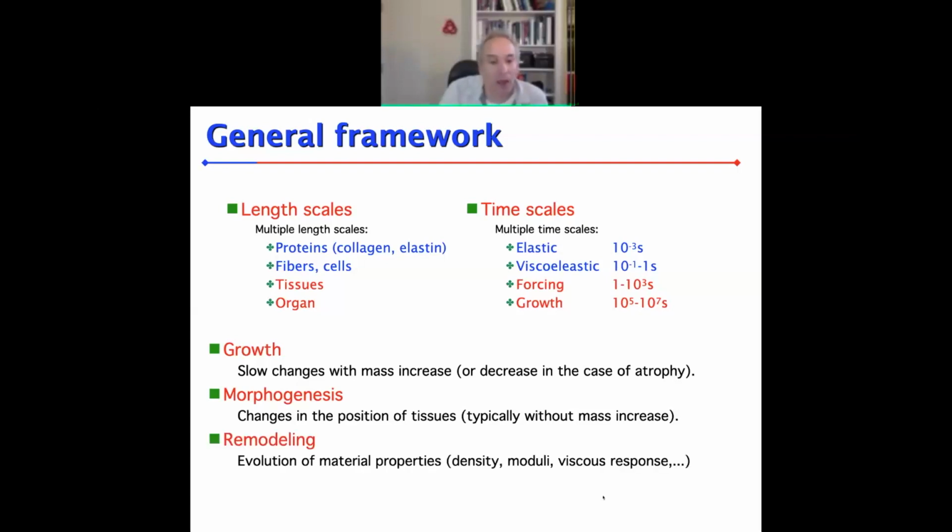And then you have remodeling that takes place in homeostasis during the normal aging of a body, and that's really the evolution of material properties. So you might have a change of density. For instance, your bones change density with time, or a change of moduli. The skin does not have the same properties as it changes in time because you have a constant deposition of collagen, and the type of collagen you have might change, and the way it's deposited might also change. You have a change of viscous response and all that. So remodeling is typically an evolution of these material properties.